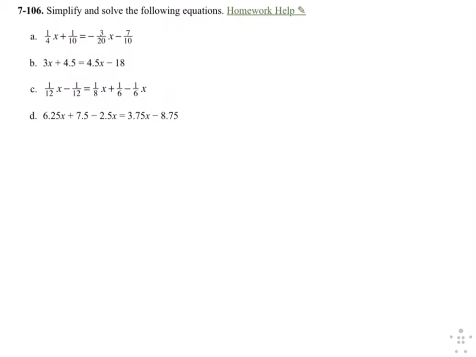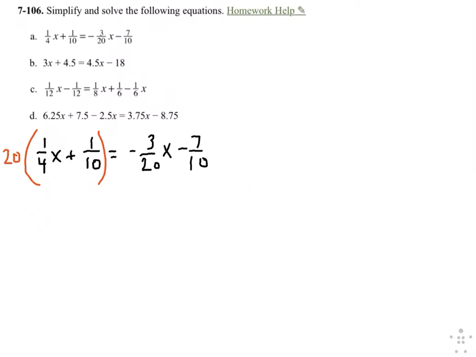Okay, so these are just solving equations, so let's do these. We'll start with A. 1/4 x plus 1/10 equals negative 3/20 x minus 7/10. There are a couple of ways to do these. When I can, I like to eliminate our fractions. If I multiply both sides by 20, by the multiplication property of equality, I can eliminate them.